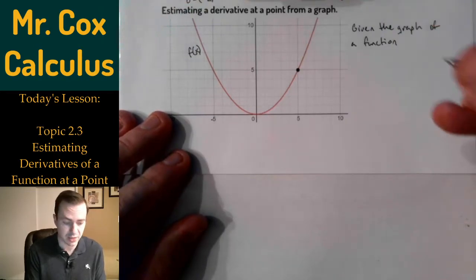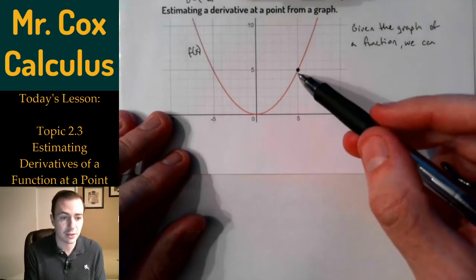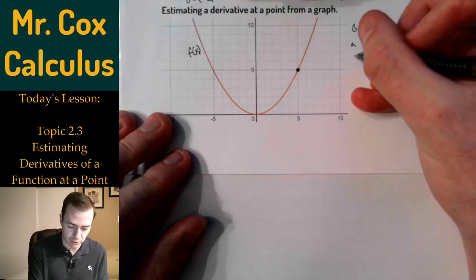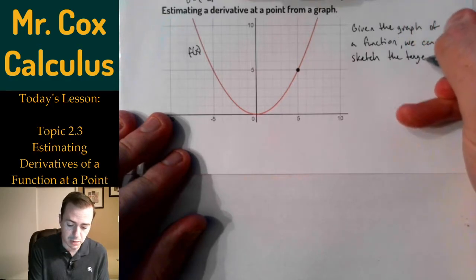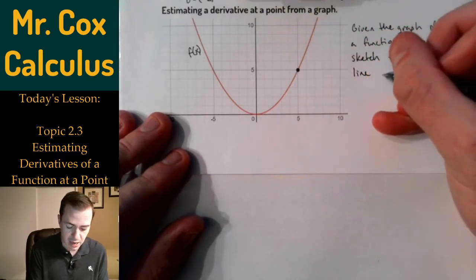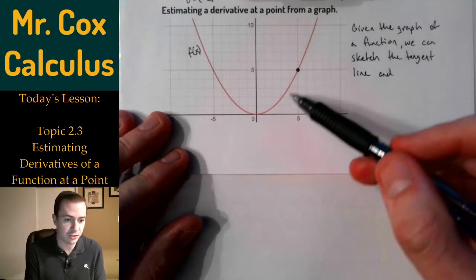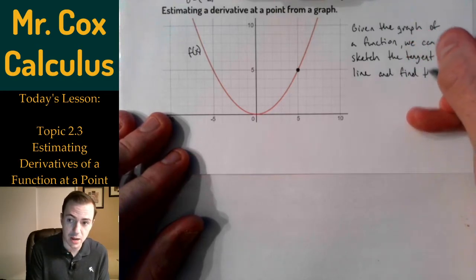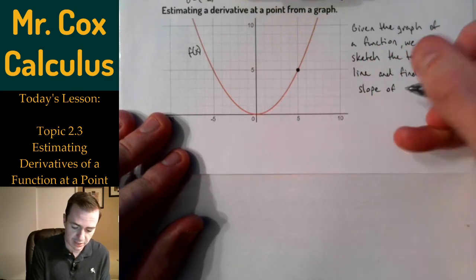But given the graph of this function, we can at least do something that will allow us to find the derivative at this point. And it gets back to this idea of a tangent line. So what we can do is at least sketch what we think the tangent line looks like, and we can make a pretty reasonable sketch of this. Because remember, the tangent line has the same rate of change as the function at that point, all we have to do is find the rate of change of that tangent line, which is just going to be the slope of that tangent line.